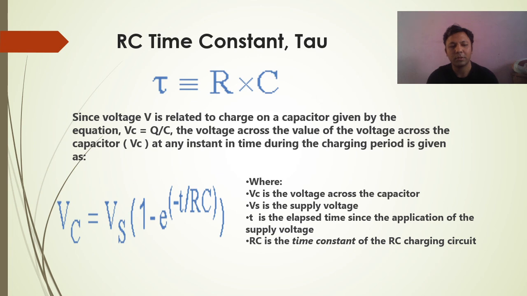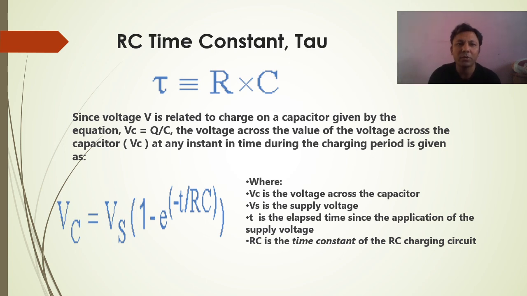So you can define the RC time constant. This is tau, not T. You can also take T instead of tau. T equals R into C. R is the resistance value in ohms and C is the capacitor's value in farads.